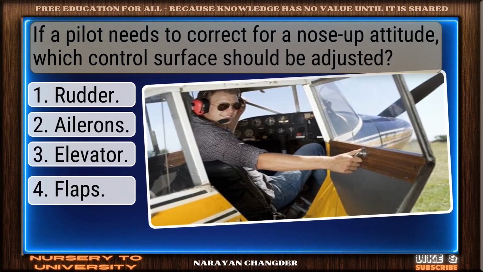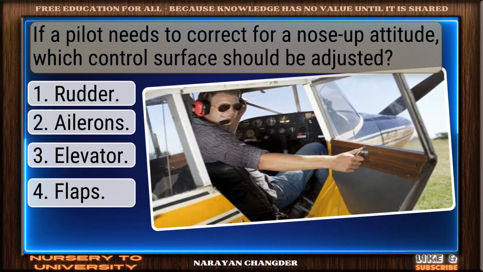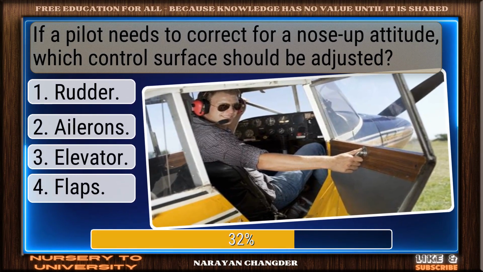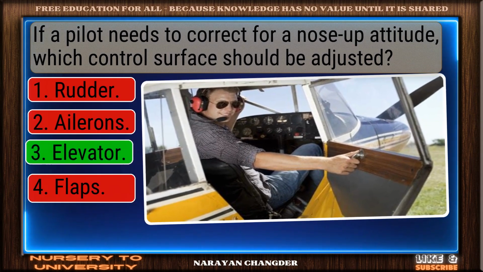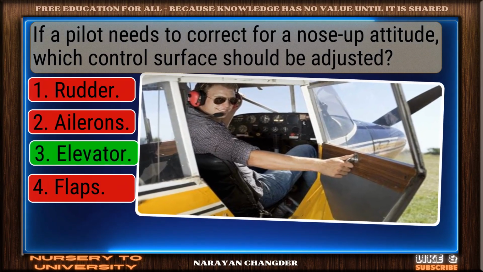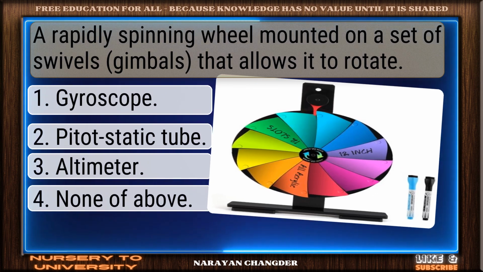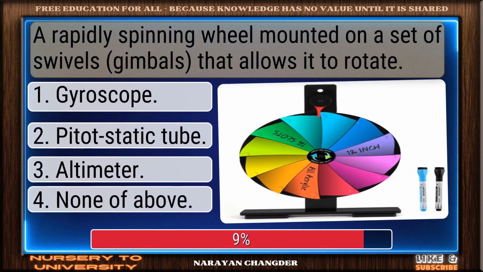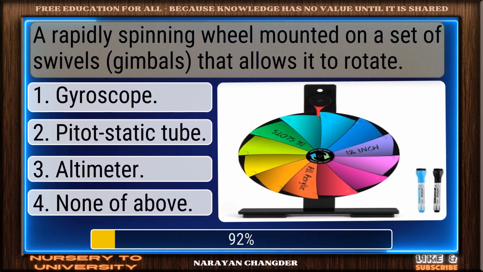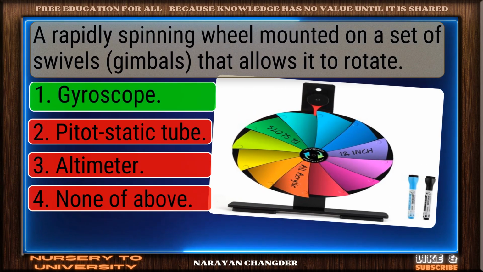If a pilot needs to correct for a nose-up attitude, which control surface should be adjusted? Solid response. Elevator is a valid choice. A rapidly spinning wheel mounted on a set of swivels that allows it to rotate. Perfect. Gyroscope is the correct choice.